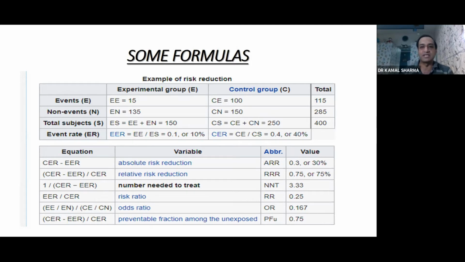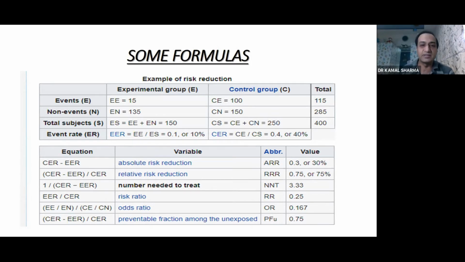So we have a 40% event rate in the control group and a 10% event rate in the experimental group. The difference between the two is 30%. So 40% in control, 10% in experimental. Hence, the absolute risk reduction is 30%.